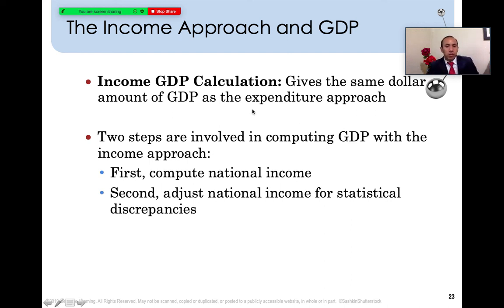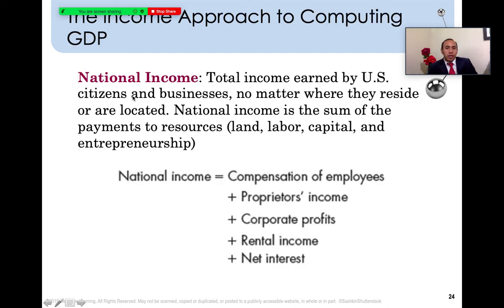The two steps involved in computing GDP with the income approach are the following. We need to compute the national income for the country and adjust for statistical discrepancy. And the national income is as follows. National income is the total income earned by U.S. citizens and businesses, U.S.-owned resources, no matter where they reside or where they're located. And the national income is the summation of all of the payments to resources, such as land, labor, capital, entrepreneurship, and so on. And here we have the national income, and where it goes.